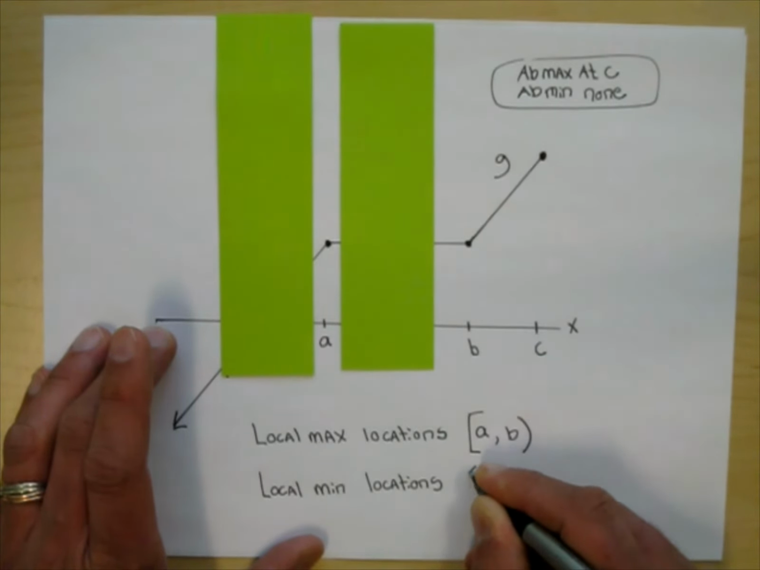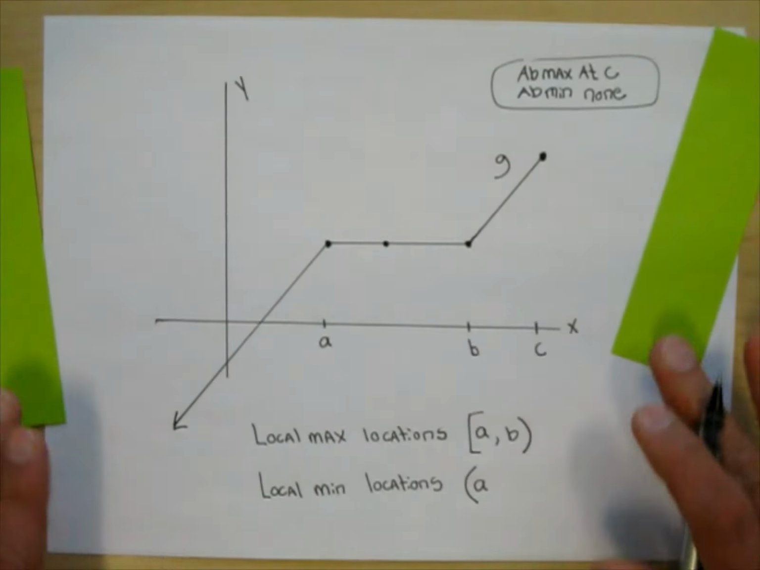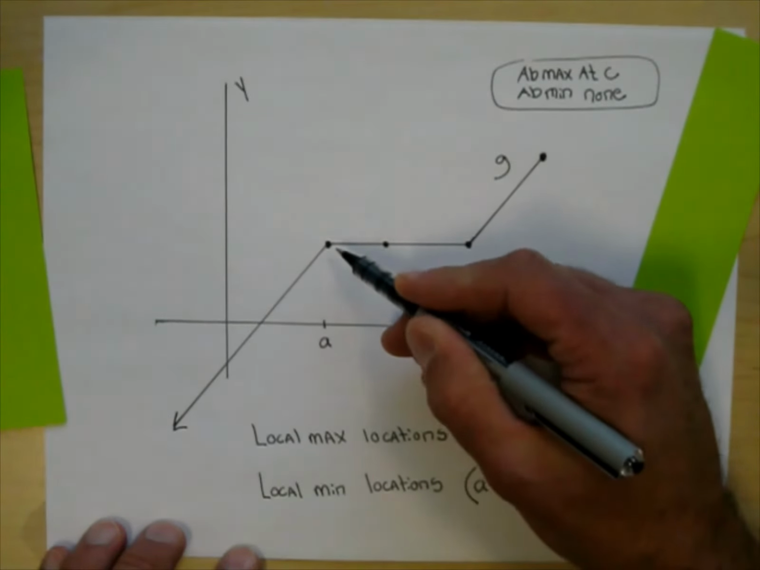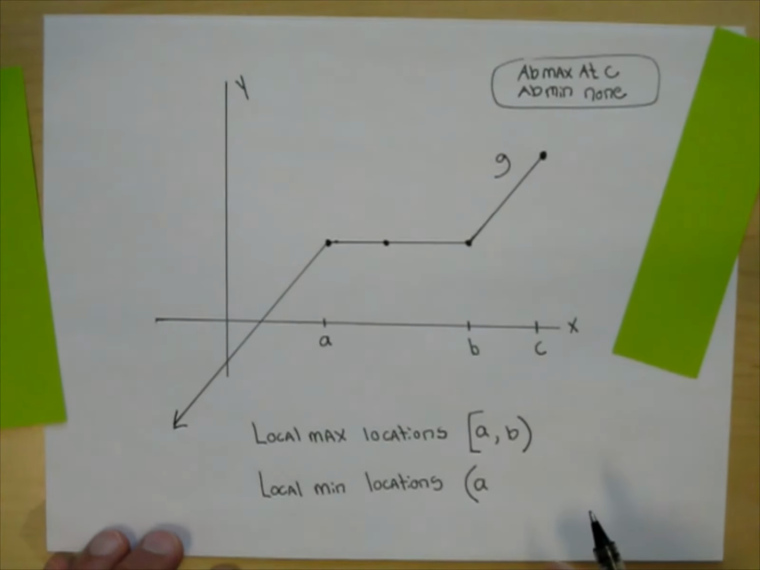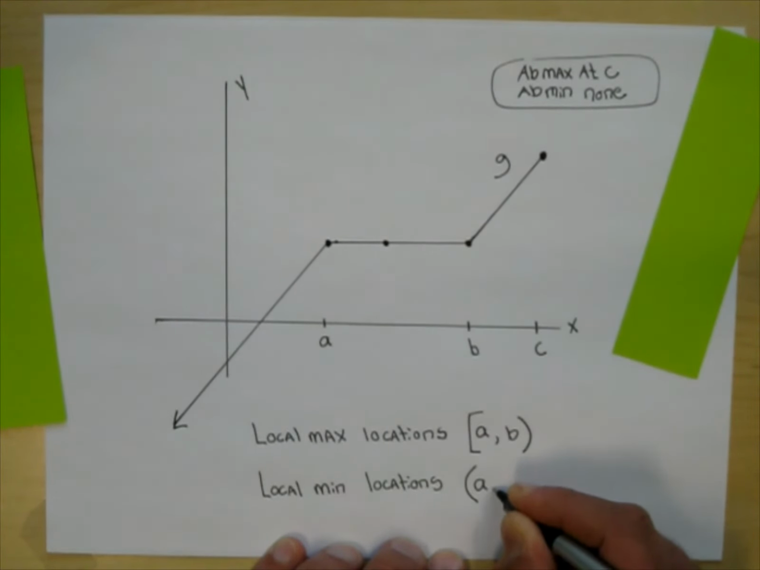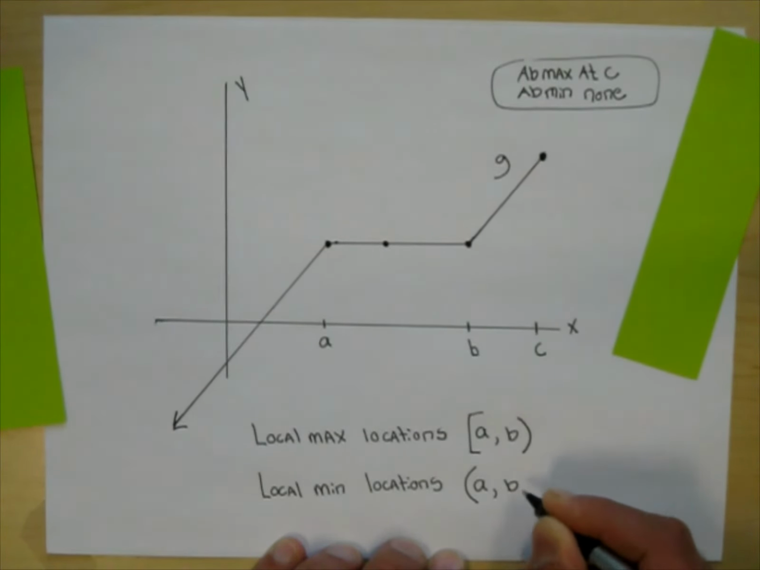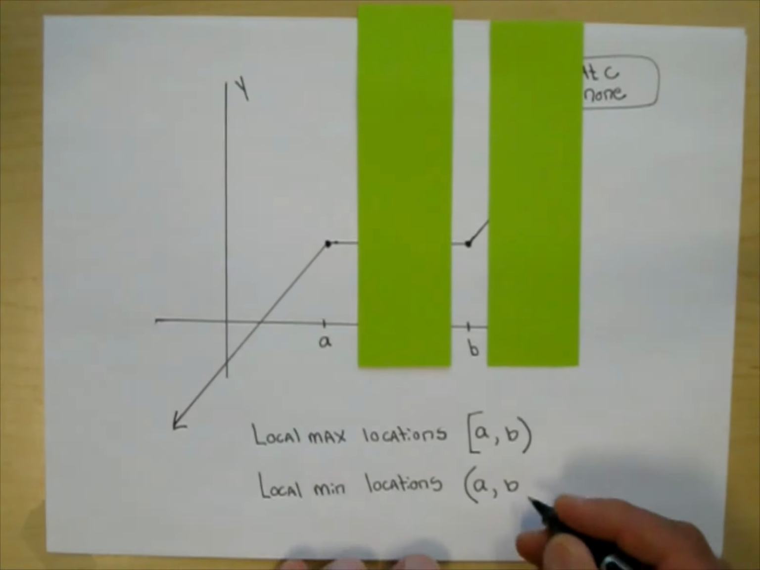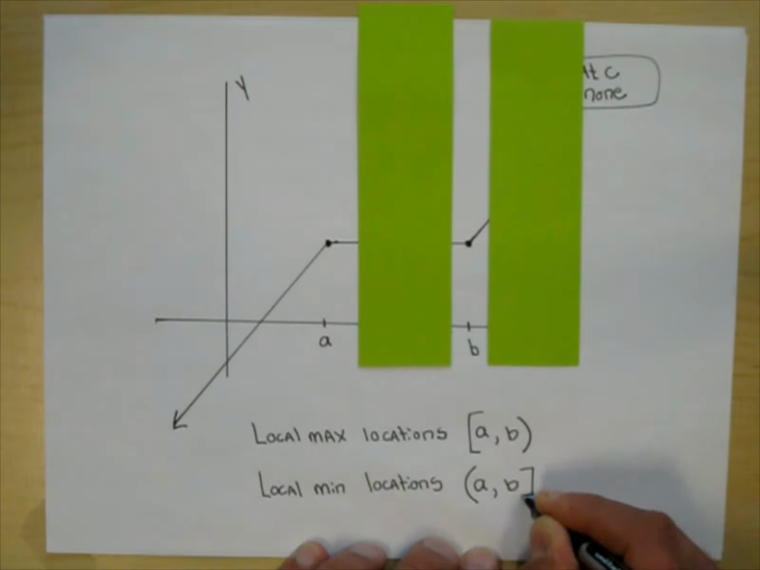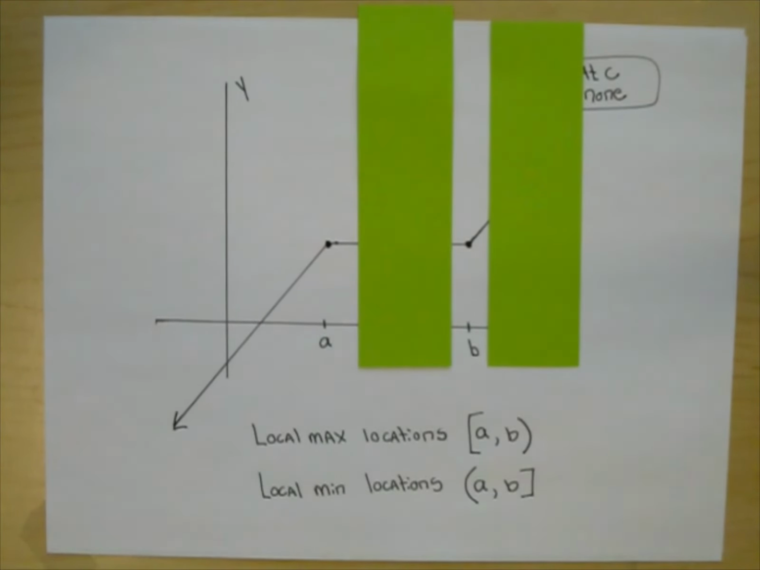But anything to the right of A on that straight line, even this point right here, will be a local min, because you can make the neighborhood small enough where he will be bottom dog. So the local min locations would go from A to B, including B, because now if you look at B, B happens to be a local minimum.